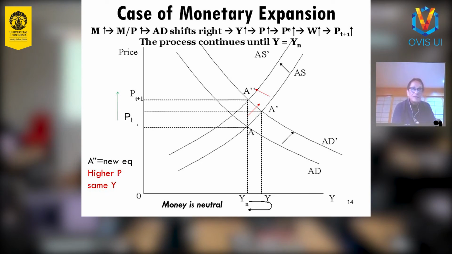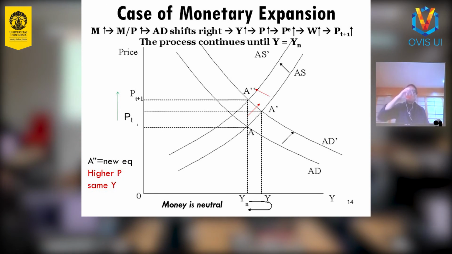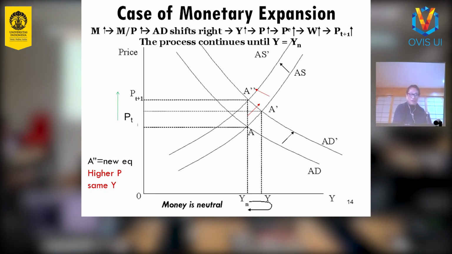Now, this case is well known as the case to demonstrate that money is neutral. So basically what it's trying to say is that increasing the money supply does not help to increase your output. It only increases your output in the very short run. But in the medium run, the output level will go back to the natural level of output. Is that clear? Yes, it's clear. Okay, so I hope you understand now the difference between before today and today.